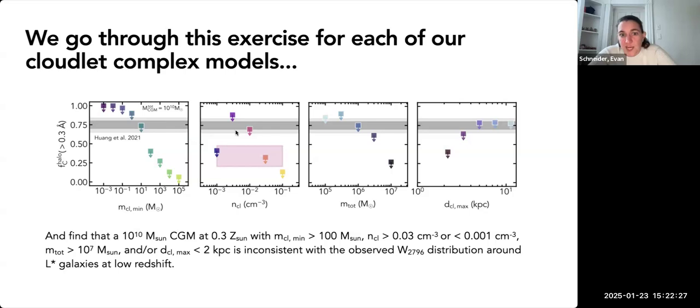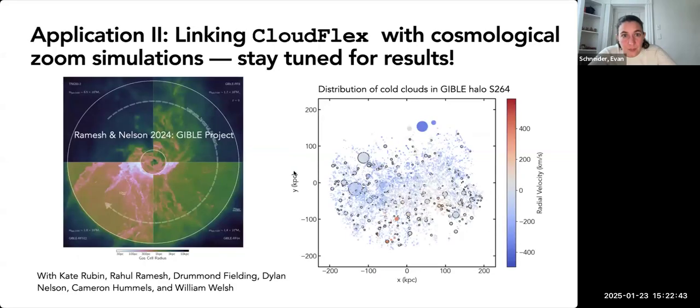All right, so in this plot, the gray bands are showing you the observed constraints, whereas the colored points are each of our models, which is how we can say, okay, cloud complexes that are smaller than this are just not compatible with the observations. All right, so I'm actually going to just skip to the end now.